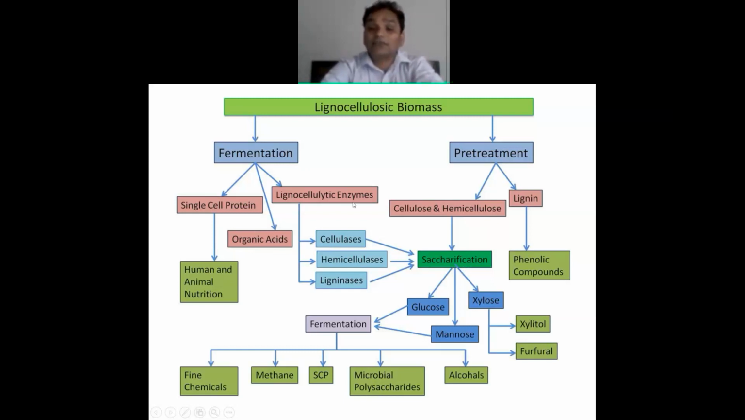At the same time, pre-treatment, fermentation, producing enzymes, and then using them in saccharification to release glucose and xylose, and then glucose and xylose will be fermented further to produce fine chemicals, methane, single cell protein, microbial polysaccharide, bioplastic, and then alcohols. But every different route could be blocked here, and every single resource could be directed towards alcohol. That is the way of obtaining higher yield of alcohol from different biomasses and resources. But there are further challenges as well.